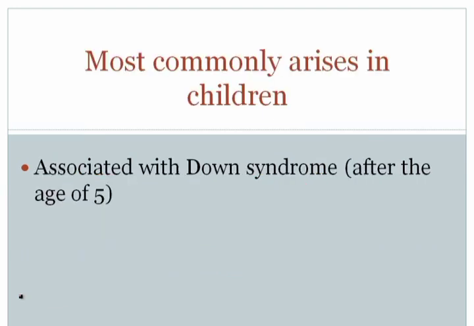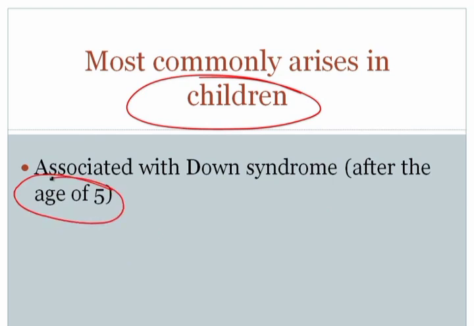Of course, ALL most commonly arises in children. One very high-yield association is that ALL can be associated with Down syndrome, but after the age of 5, and that's going to be important a little later in our discussion. Patients who have Down syndrome can develop ALL, but usually it's after the age of 5.